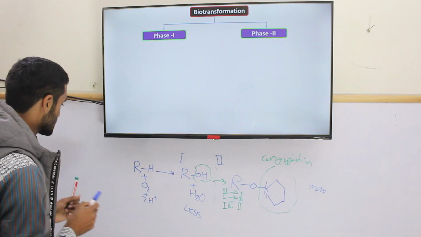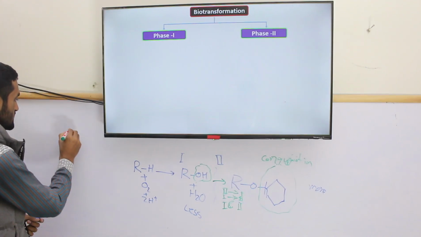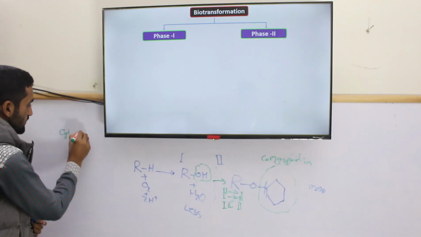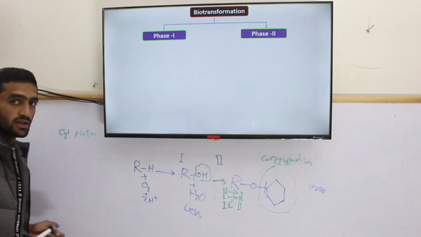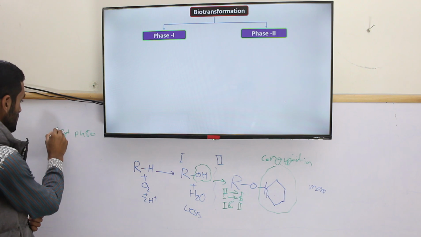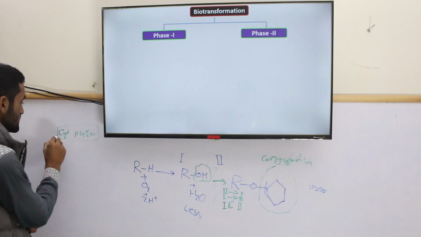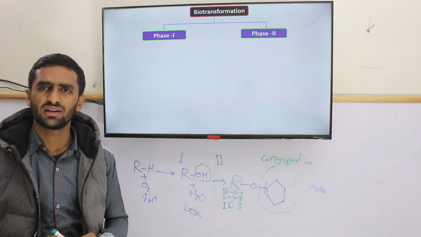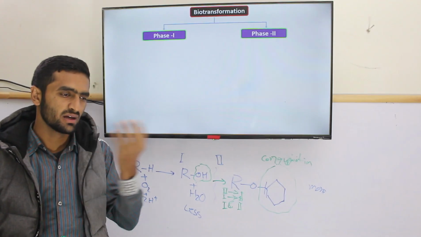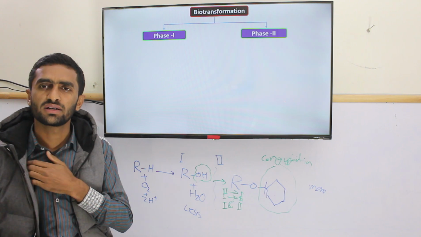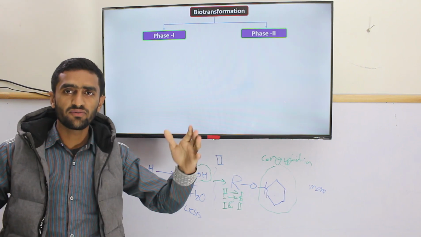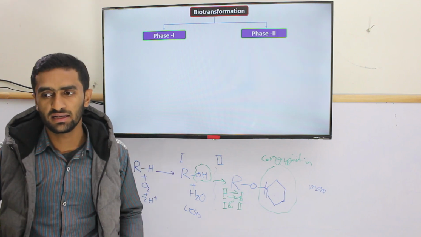Okay, so this is our whole journey. First we look at phase 1. Phase 1 is dependent majorly on cytochrome P450, which you may have heard of. This is actually a bigger family, a super family of a couple of hundred enzymes, more than 300 or 400. So it's a big family, not a single enzyme.